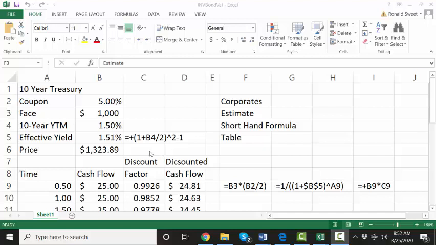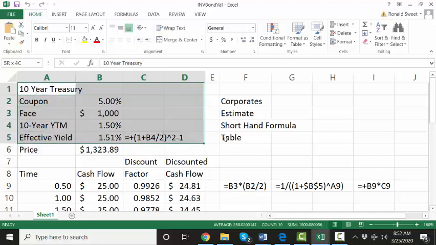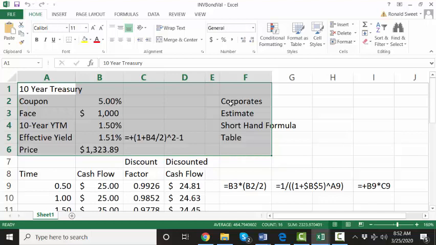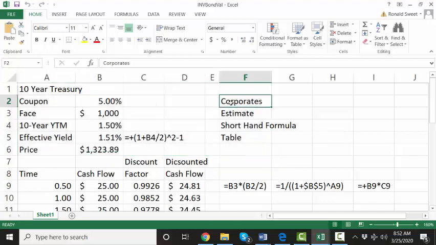Alright, in this session I want to continue valuing bonds. Last session we valued a 10-year treasury, and I said what I want to do this time is move to corporates. Before I do that, I want to step back and look at doing an estimate and a shorthand for treasuries, and then we'll do the same thing for corporates. So first of all, the estimate.